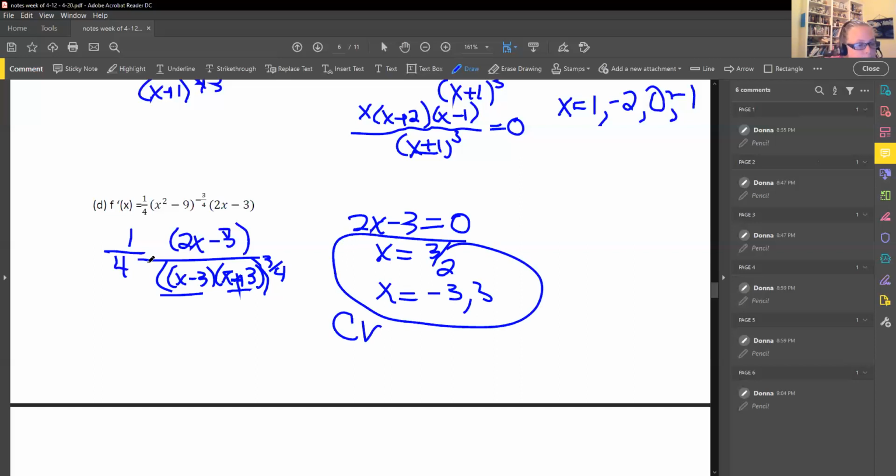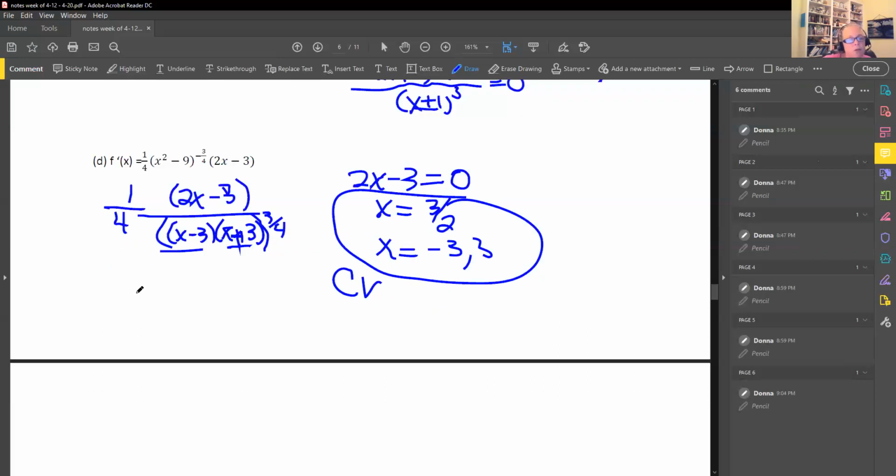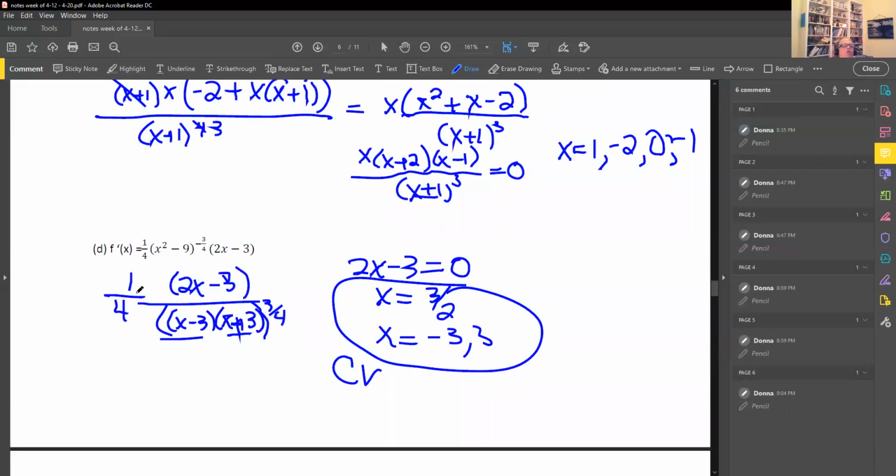Okay. All right, so that's the end of the first day. What I'm doing here is just trying to show you some of the algebra involved with this stuff. You may have to factor out expressions of x. You may have to factor out negative fractional exponents. So I wanted to kind of show you all the algebra.